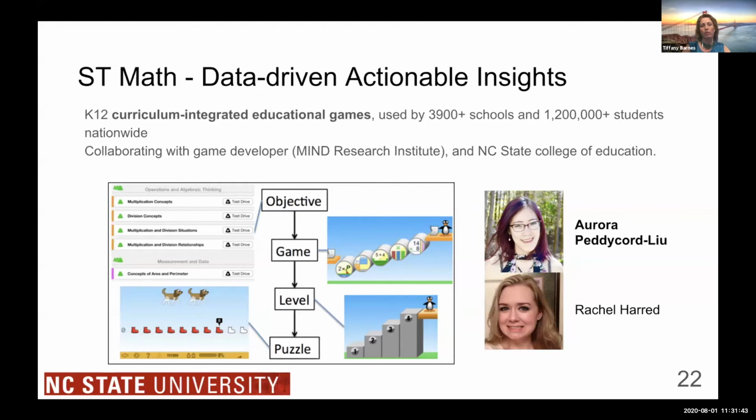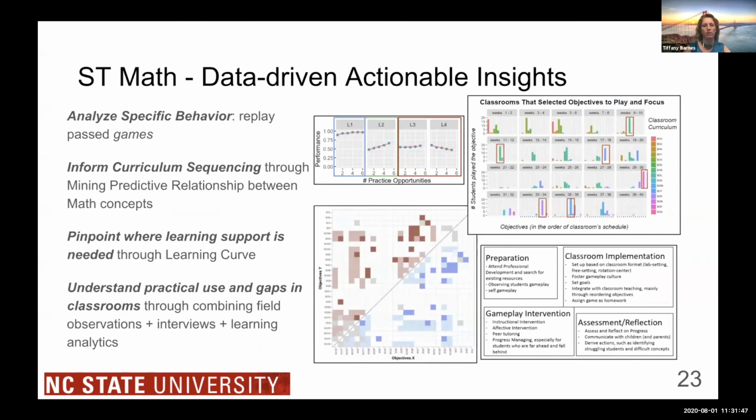And we have looked at research there where we look at the kinds of behavior that students have in there. And we've been able to do things like figure out the best ordering of the objectives that students are learning across the entire school year. So we can suggest back to the game developers and also to teachers who are choosing what order students have to learn, to actually plan which objectives should be in what order for their students.